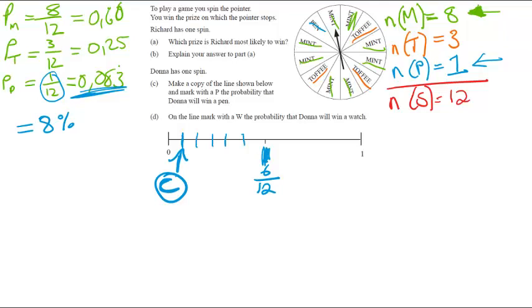On the line, mark with a P for Donna's pen. Okay. Mark with a W the probability of Donna winning a watch. And again, this one is relatively straightforward. Watch is not an option. Therefore, the probability of getting a watch is going to be 0. It is impossible.